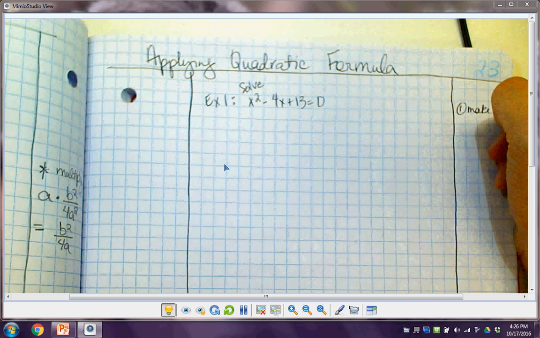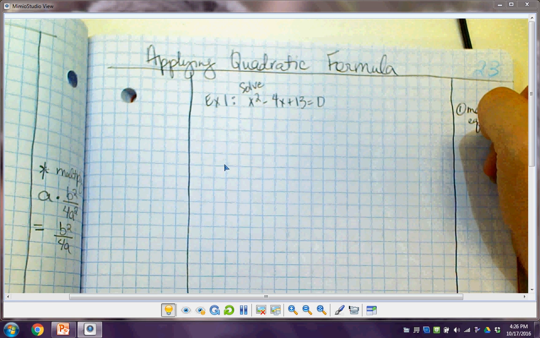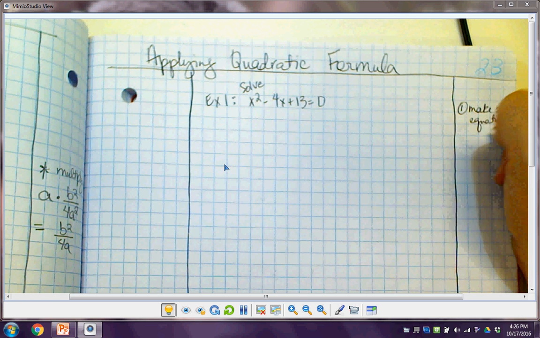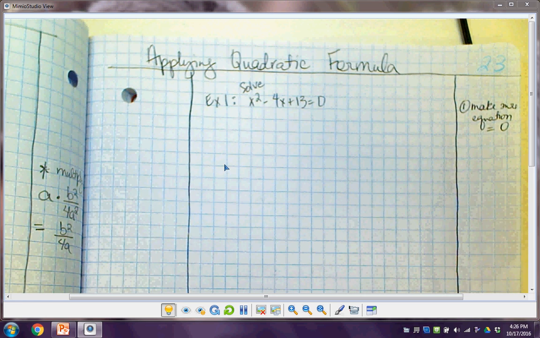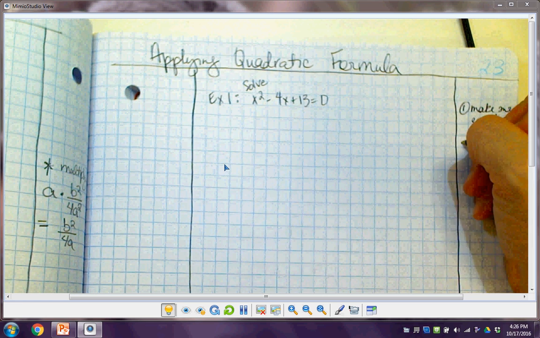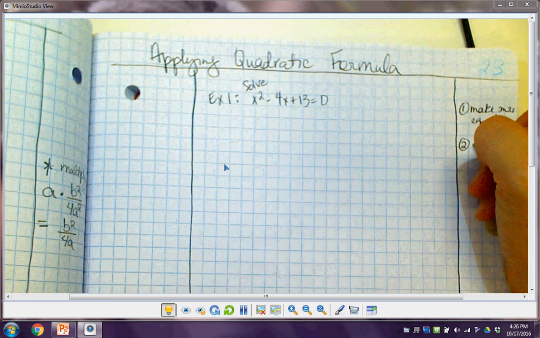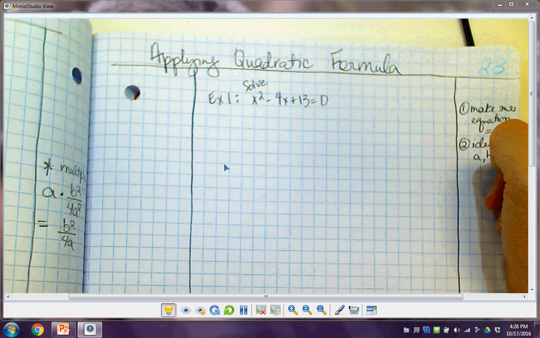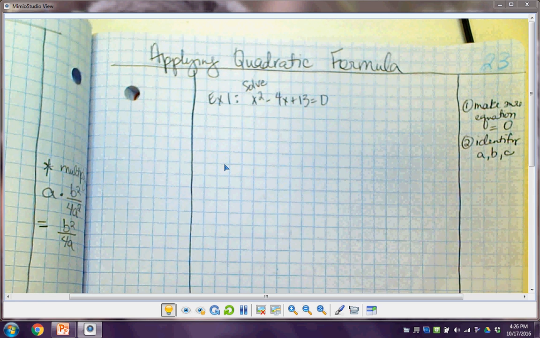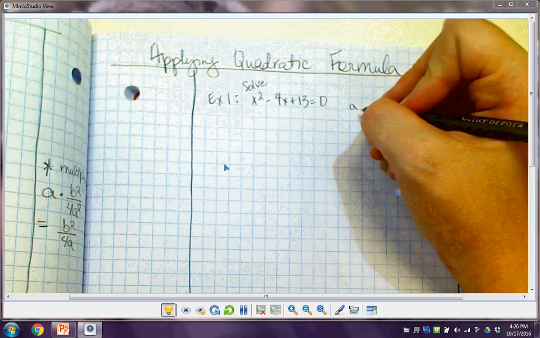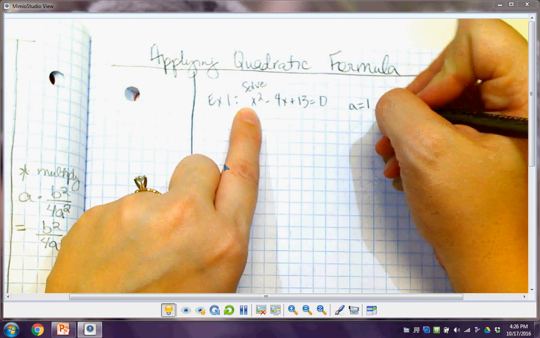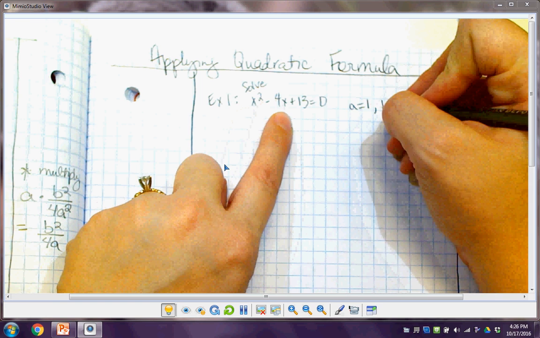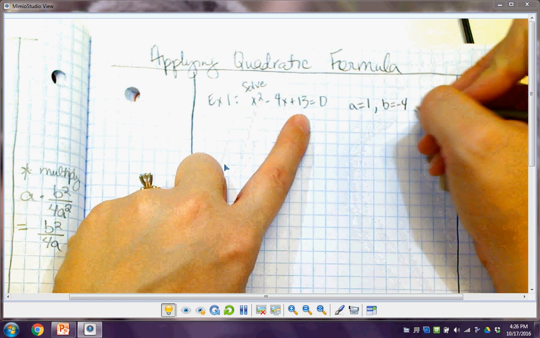Make sure the equation equals 0. This one does, so we can move on to step 2, which is identify A, B, and C. That should be pretty easy. We've been doing that for a while. A is the coefficient of x squared. B is the coefficient of x. C is your constant.